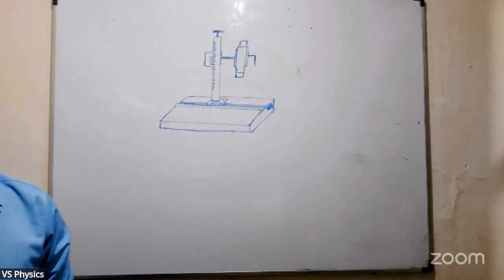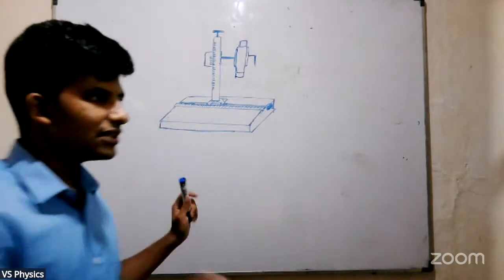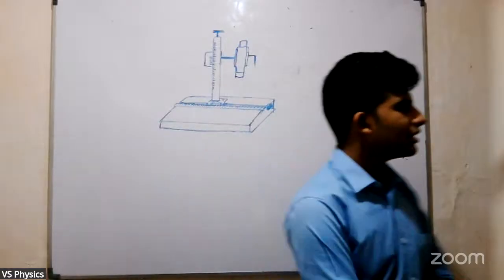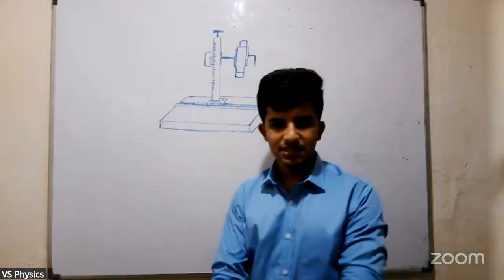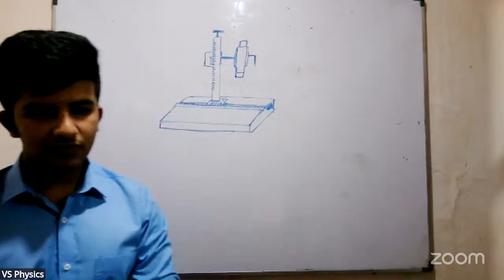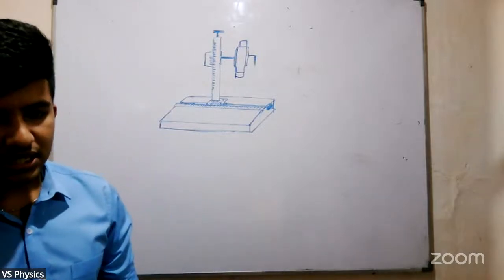Let's go for the theory. As usual, like in the vernier caliper, we have a vernier scale and main scale in it. Before that, let's go through the parts needed.